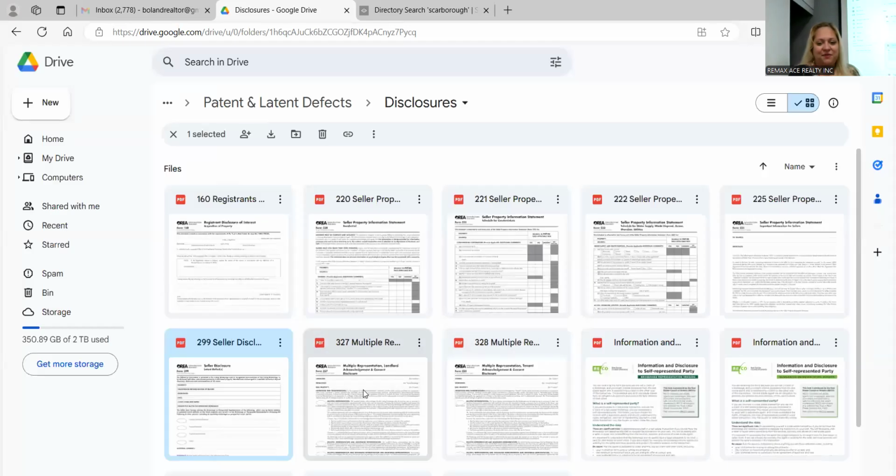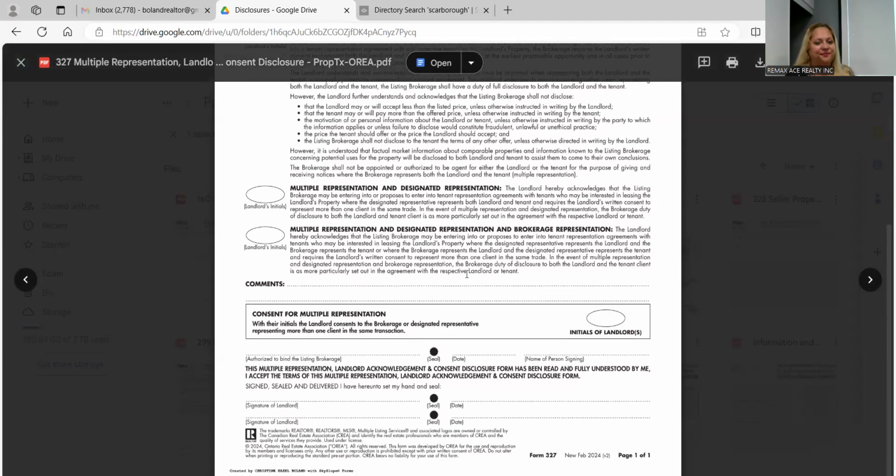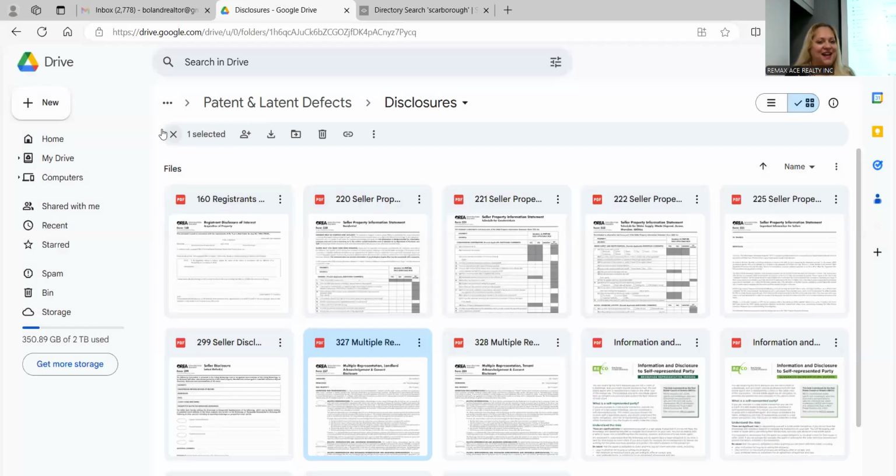Let me see what else I have time to go over here. The seller property information statement, we went over it. So they have it for condos and for freeholds, right? They have the registrant's disclosure, and then they have the multiple representation. So whether they allow multiple representation or not, this is another disclosure that we have to do, and we have to get that form signed. This one's for landlord. But then they have the seller as well, the form for the sale. So everybody good with that? Any questions?